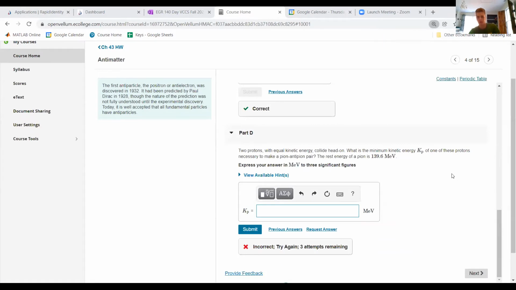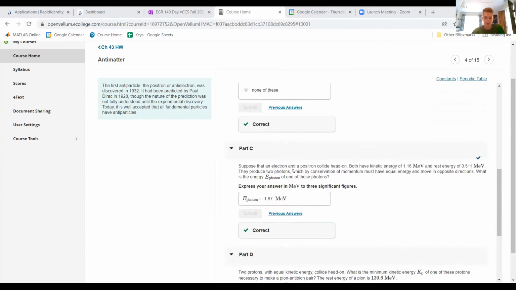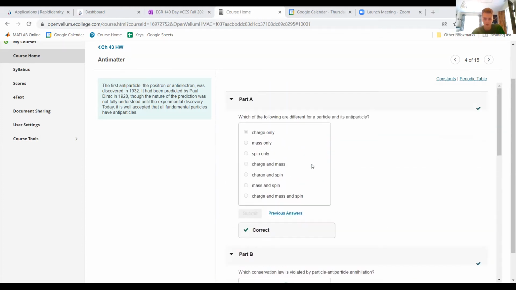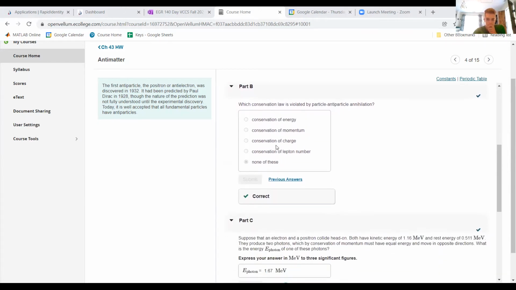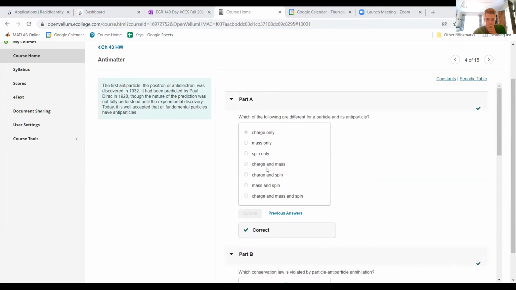So you did parts A, B, and C. Okay, let me look at all those real quick so I can get an idea what they were asking. Which of the following are different for a particle and its antiparticle? Yep, the charge, that's good. By the way, there are other numbers that change. They didn't happen to list those, but like baryon number and that sort of stuff. The baryon number changes for the antiparticle and the particle, as well as the lepton numbers. So just keep that in mind, even though everything you wrote there is right.